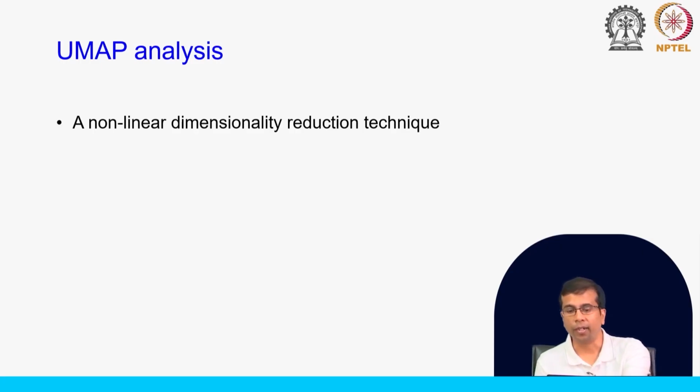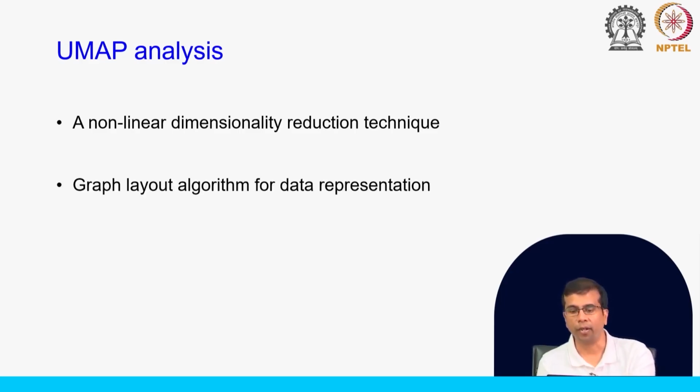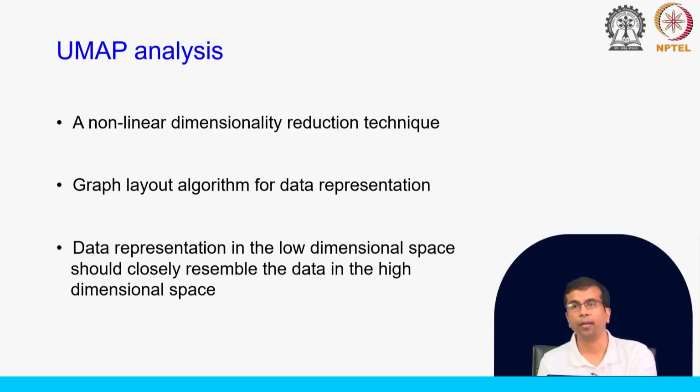So, this is a nonlinear dimensionality reduction technique, and it uses something called a graph layout algorithm for data representation. The goal is to represent the high dimensional data in a low dimensional space, so that it closely resembles the data in the high dimensional space and also retains the most important information. Most of the structure should be retained. Okay, so that is the goal, and we have also talked very briefly about the two important parameters that allow us to change whether we want to retain the local structure or the global structure. This is something we have control over.